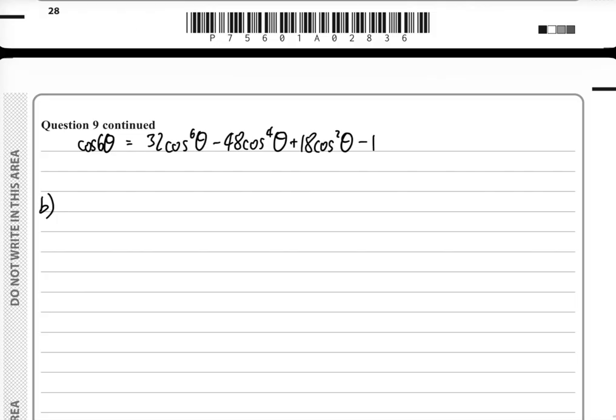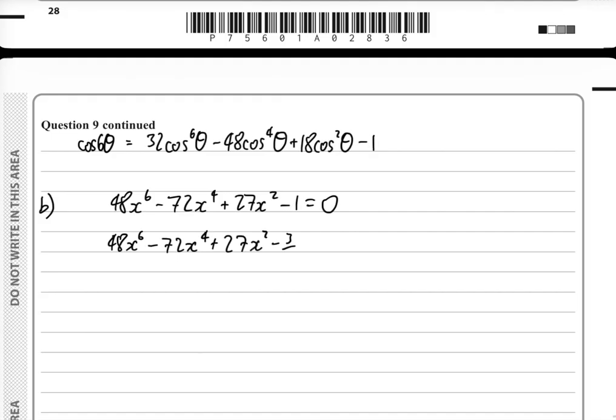So 3 over 2 times that would be 48. x^6 minus 72x^4 plus 27x squared minus 1 equals 0. And we're changing that equation into this equation by subtracting a half on both sides so that I can take a 3 over 2 out of this and make the numbers match.